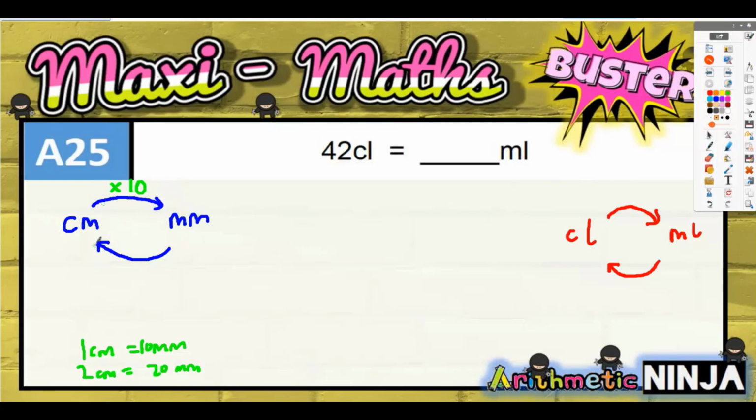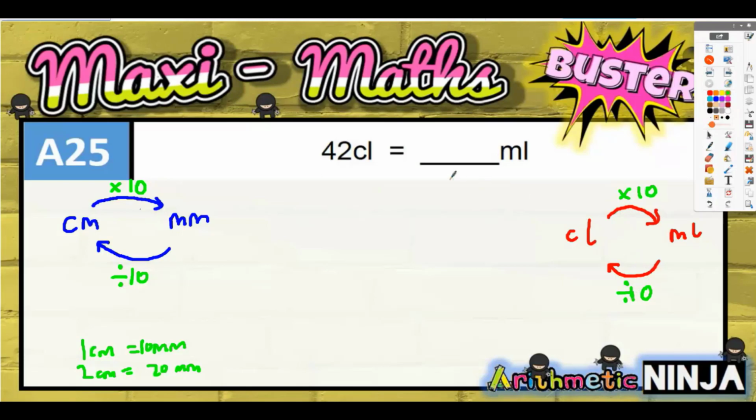And if you're going the opposite direction, you just do the opposite thing. Going in reverse from millimeters to centimeters, you do the opposite of times 10, which is divide by 10. So 20 millimeters divided by 10 is 2 centimeters, and 10 millimeters divided by 10 is 1 centimeter. And it's exactly the same relationship for centiliters to milliliters. Centiliters to milliliters is times 10, and milliliters back to centiliters is the opposite, divide by 10.